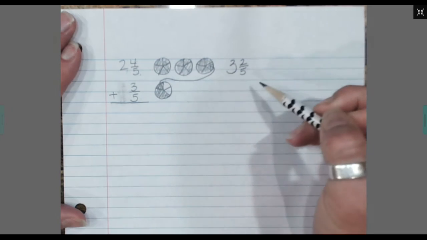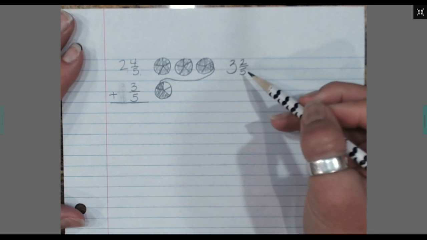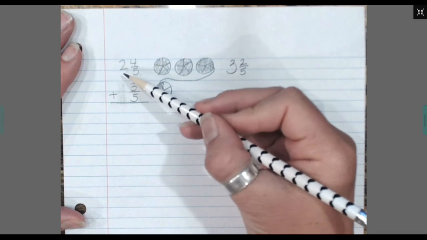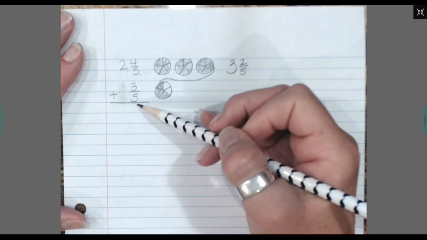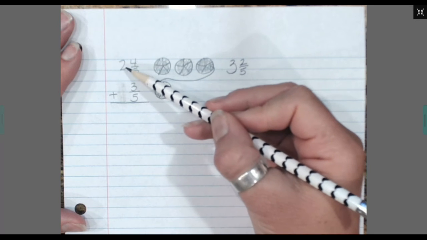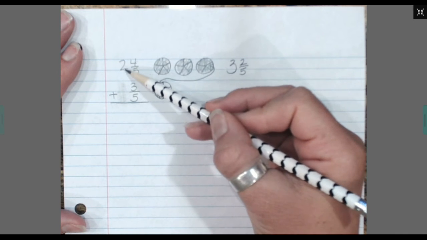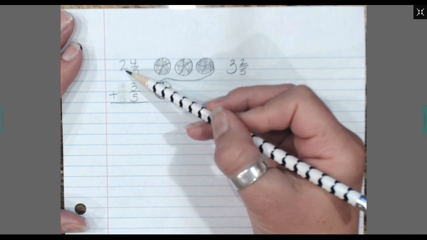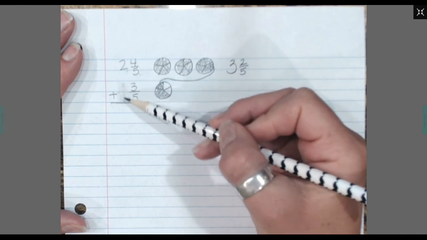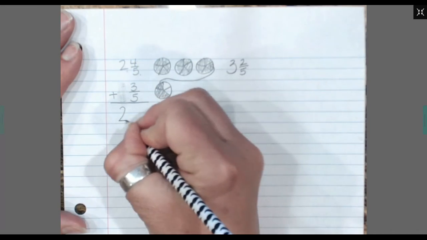So there's a visual way to do it, but that way would be really tedious if we have really large numbers. So we need to learn another way. So now we're going to just work on adding our whole numbers. We have just simply 2 wholes, 2 wholes.